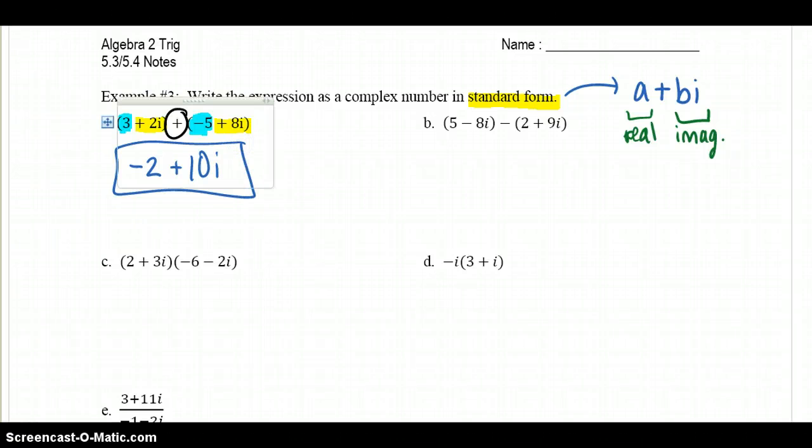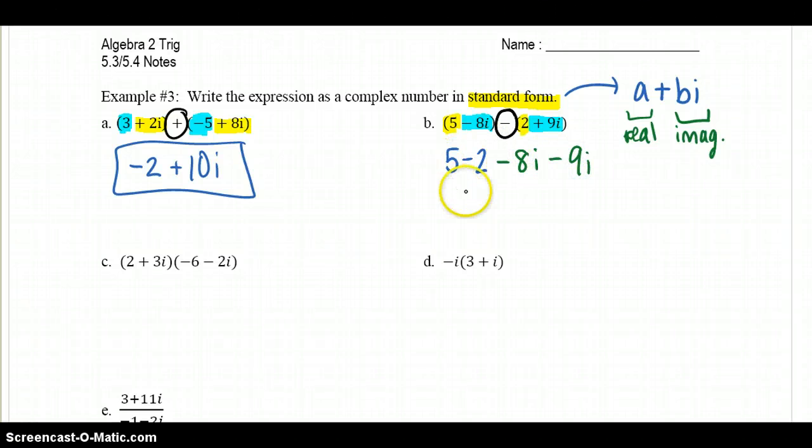All right. Similar thing for letter B. The only difference is in letter B we are subtracting. So I have to be careful here and make sure that I'm subtracting these numbers. So I'm going to write this out just to be careful: 5 minus 2 first, and then -8i minus 9i. Okay, and that's going to give me 3 minus 17i. And these are in standard form, so I know I'm good.